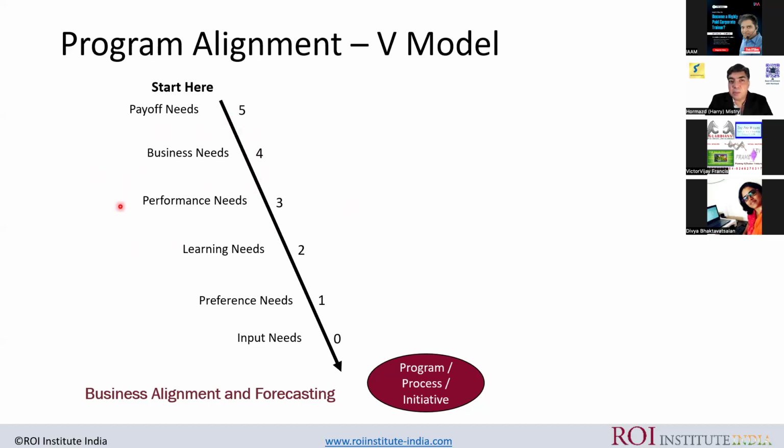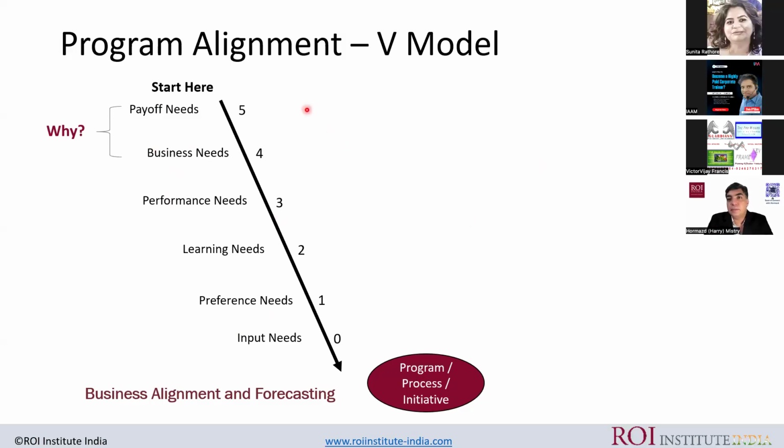Once we've identified what performance needs to change, we identify what participants need to learn for that performance to change. Once we've identified what the participants need to learn, we identify what the participants would prefer to learn. And finally, we identify the inputs for the program, process, or initiative. The first two, your payoff needs and your business needs, help you identify the why for the program. It helps you understand why we are doing this particular program or project.